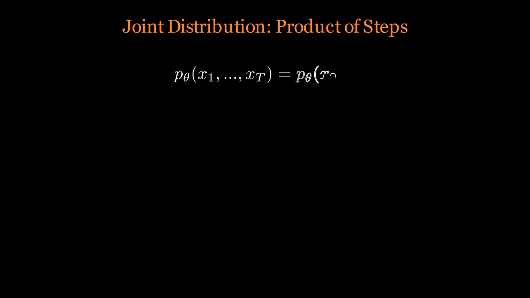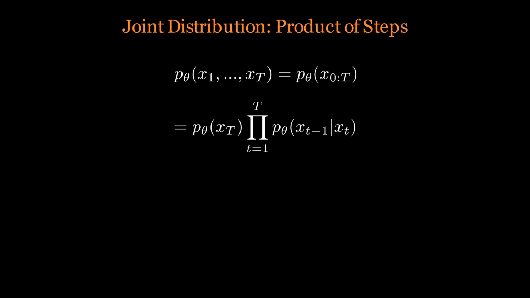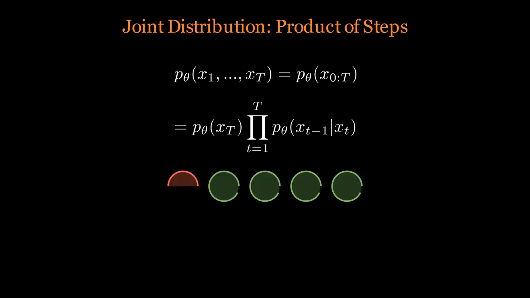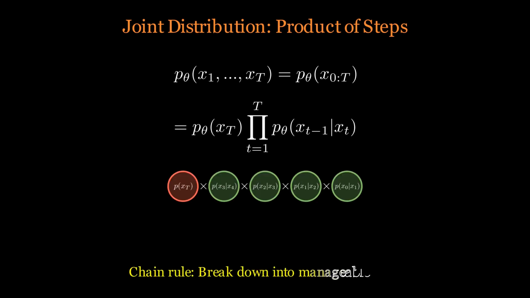Now, how do we model the entire reverse trajectory? We use the chain rule of probability. The joint probability of all time steps x1 through x capital T equals the starting noise distribution of p of x capital T multiplied by the product of all the conditional probabilities at each step. So we start with noise, then denoise step by step, where each step is a Gaussian transition. By breaking into small steps, each individual step becomes manageable to learn.